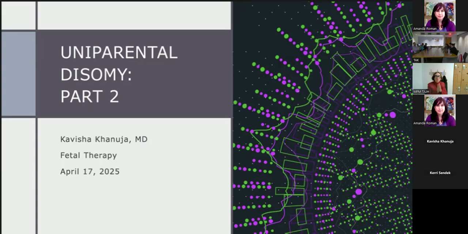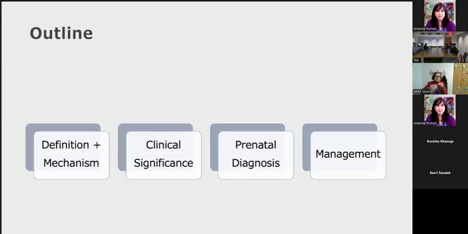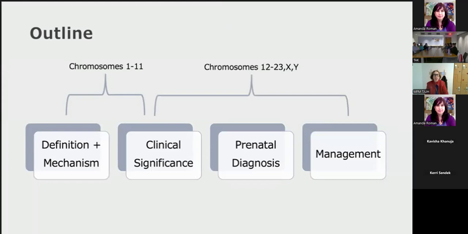Thank you, Dr. El-Quatli, and thank you for helping me with this presentation. Today, I will be doing uniparental disomy part 2. As you may recall from January, we had reviewed the mechanism of action and explored the various clinical manifestations from chromosomes 1 through 11. For part 2 of the presentation, which is today, we will be reviewing chromosomes 12 to 23 and the X chromosome, prenatal diagnosis, and then subsequent therapy.